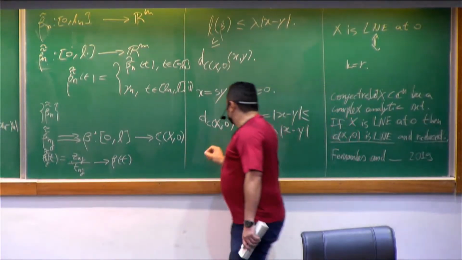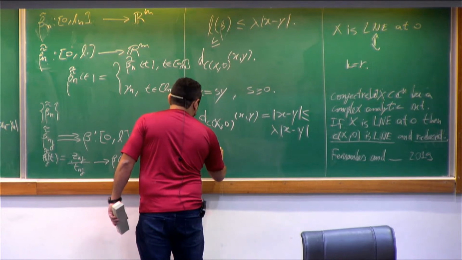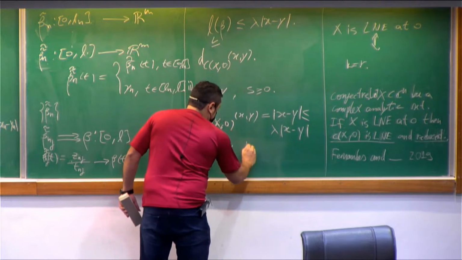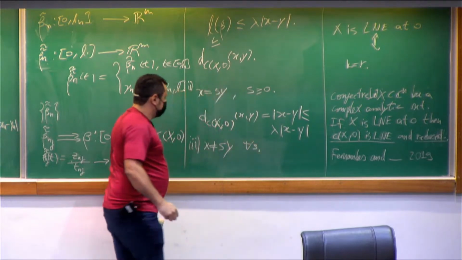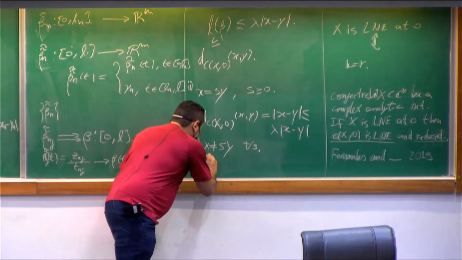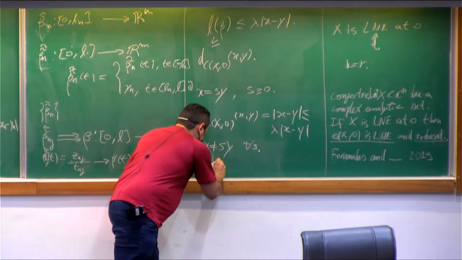And then you can assume now the third case, x is different from s times y for any s. And of course, we can assume, for example, that we exchange x and y.